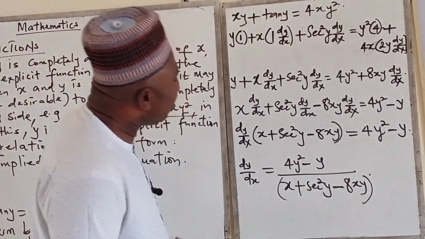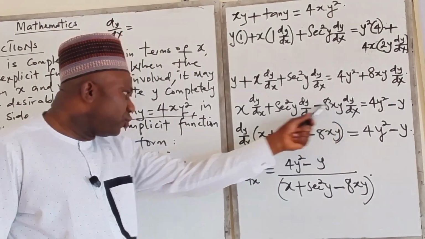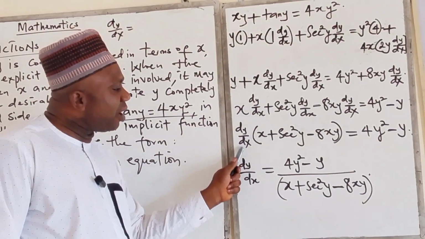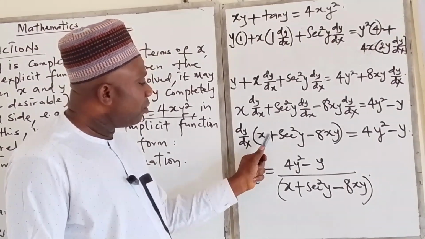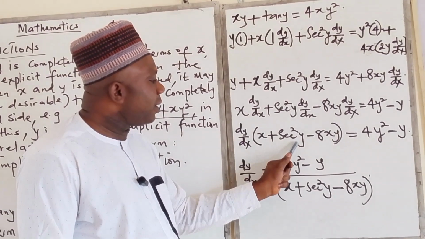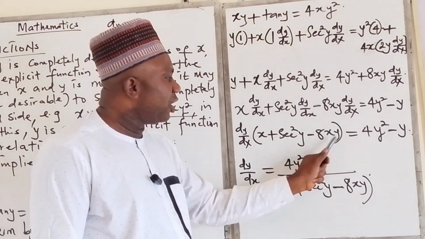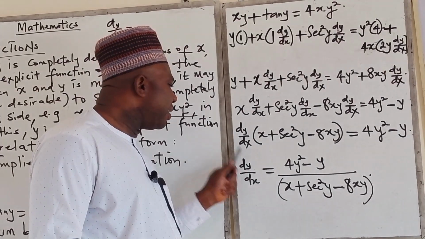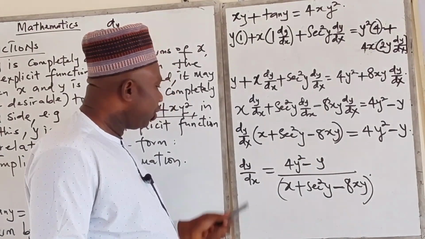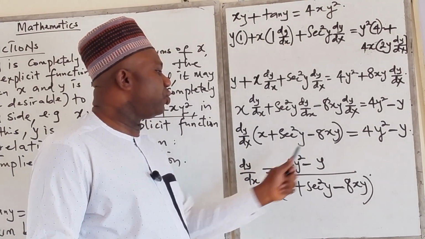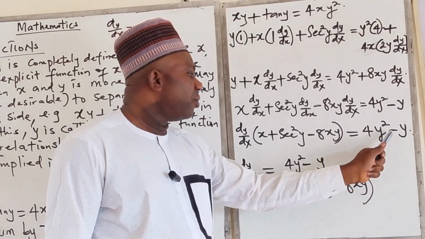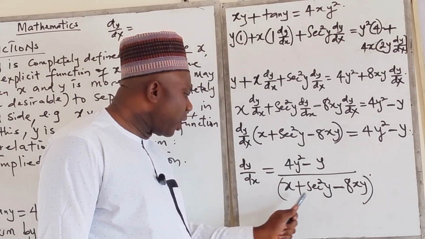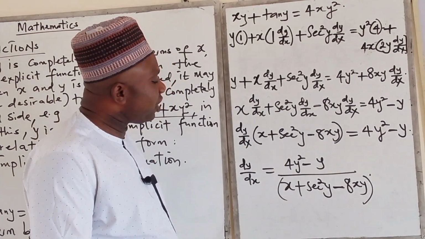So it therefore means that because dy/dx is common to the whole of this, we factor out dy/dx. Now with dy/dx outside, we'll be left with x plus sec squared y minus 8xy is equal to 4y squared minus y. Now making dy/dx the subject of this equation, it means dy/dx will be equal to 4y squared minus y divided by x plus sec squared y minus 8xy.